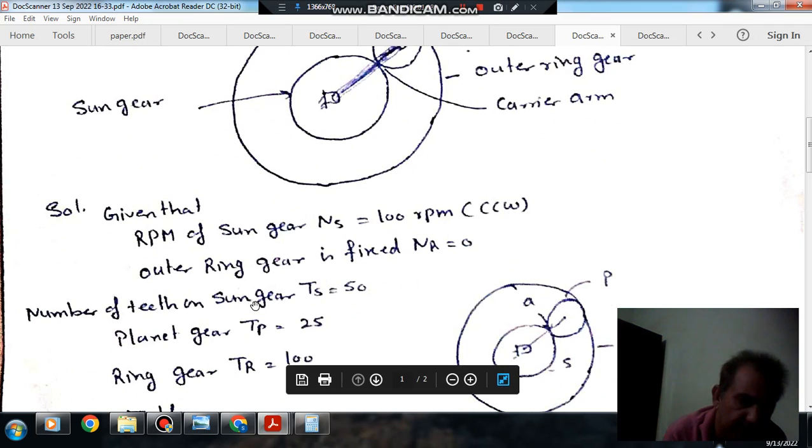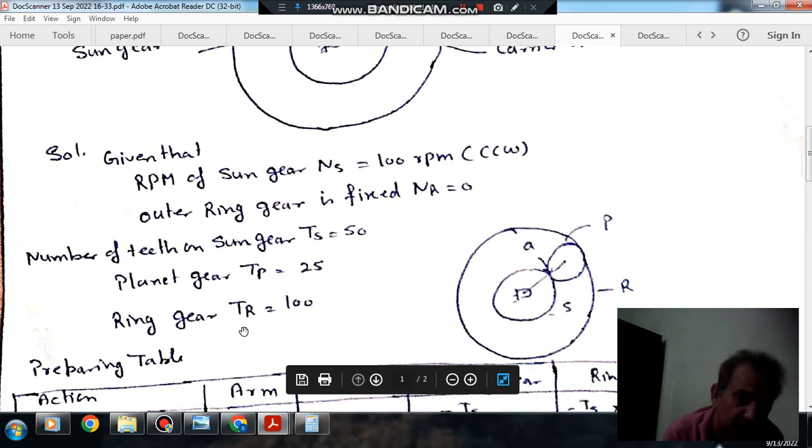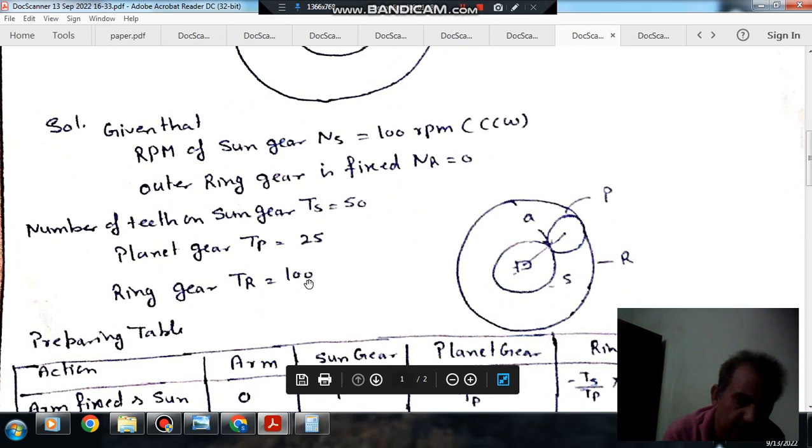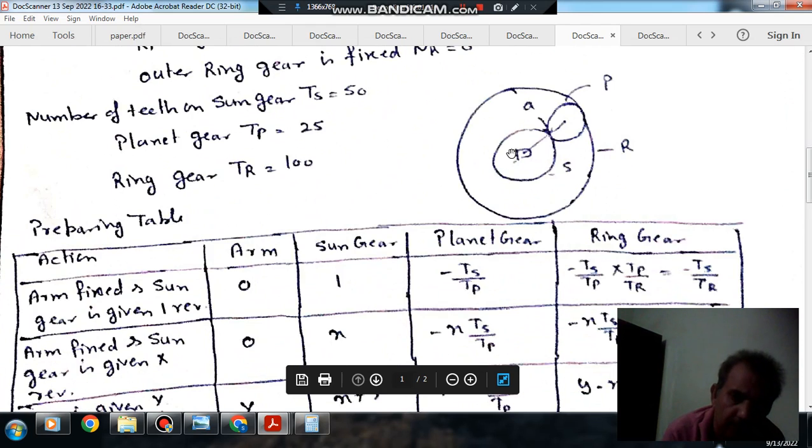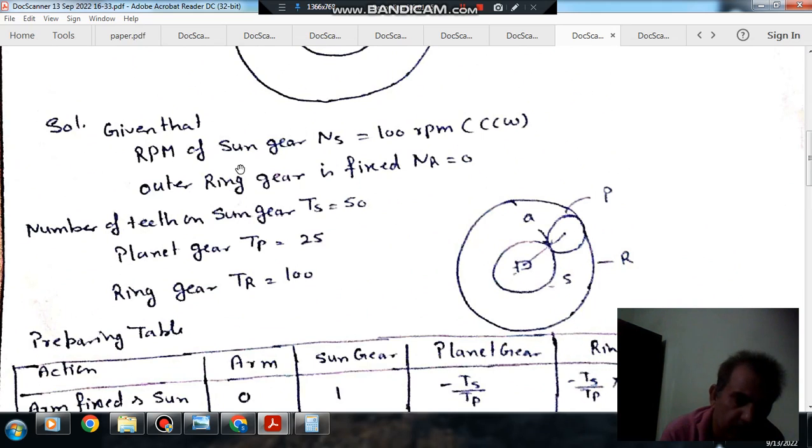The number of teeth on sun gear TS is given as 50, the number of teeth on planet gear is 25, and the number of teeth on ring gear is 100. Now, first of all, preparing the table and then applying the condition of sun gear RPM as 100 RPM counterclockwise and ring gear as fixed.